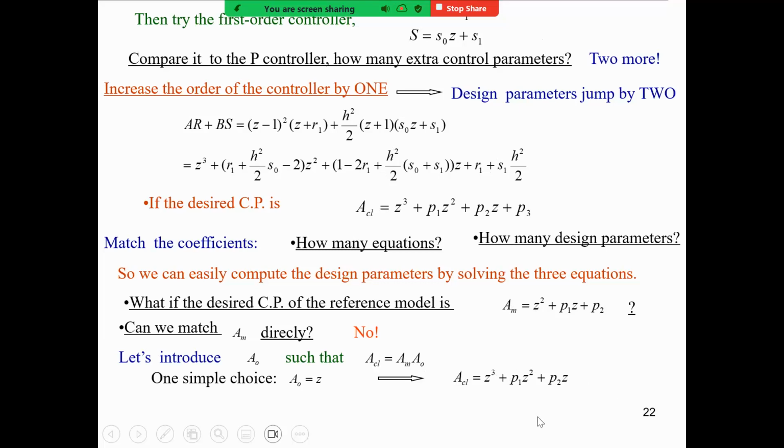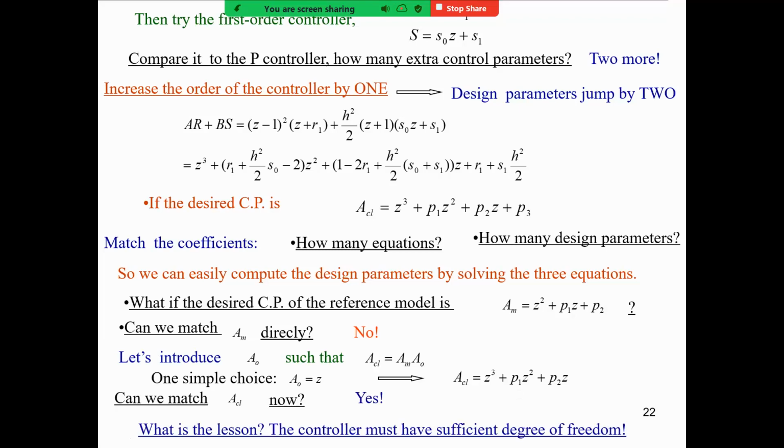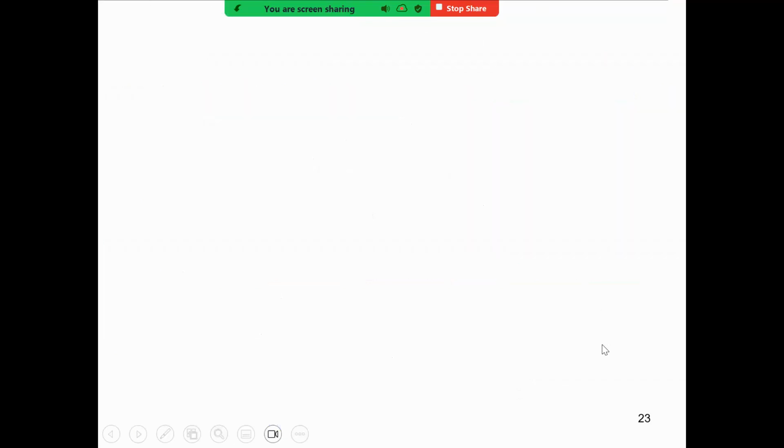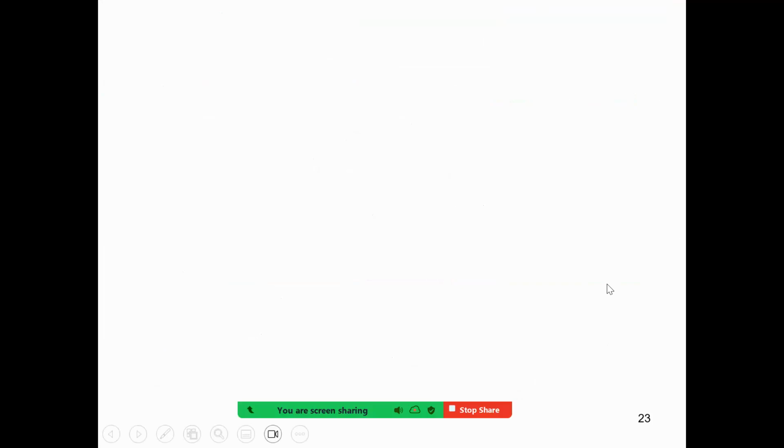Any questions? Now you know, sometimes we have to add an extra A naught, otherwise we cannot match. Any questions? Now, can we match? Yes, we can. So the lesson is that the controller must have a sufficient degree of freedom. And you are free to design, so you can design a sufficiently complex controller to have enough degrees of freedom.